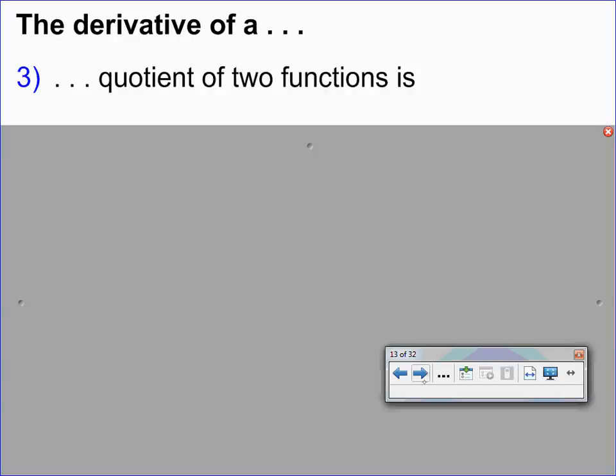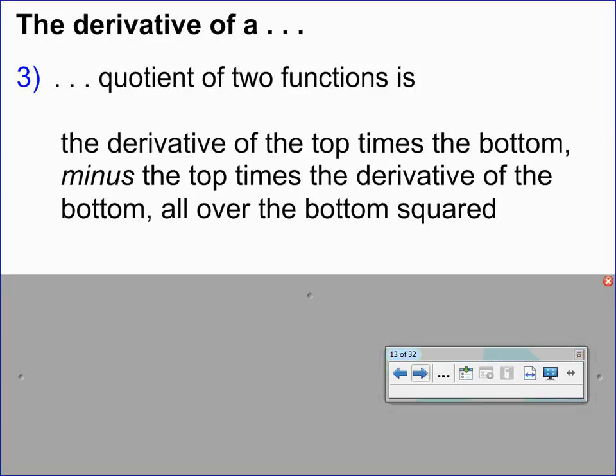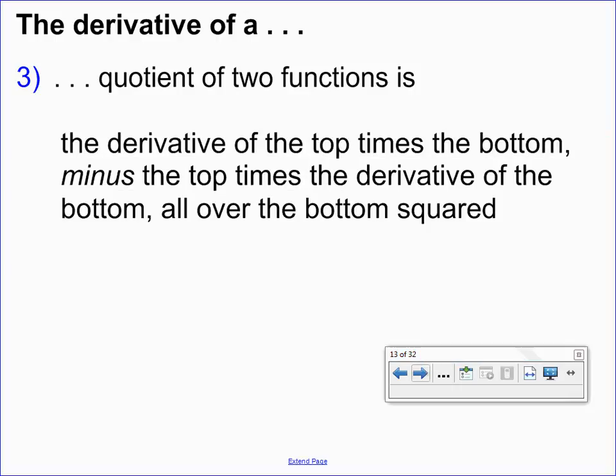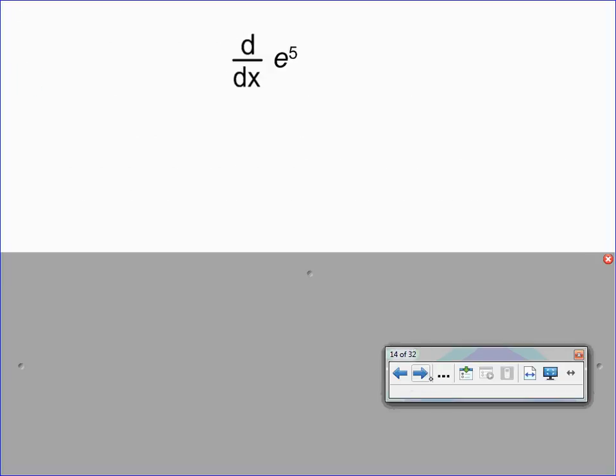The derivative of a quotient of two functions in words. Get ready. Number 7. Derivative of the numerator times the denominator minus the numerator times the derivative of the denominator, all over the denominator squared. Yes! I just want to write the word bottom, but that was very nice. Plus 10. Good job. Derivative with respect to x of e to the 5th.